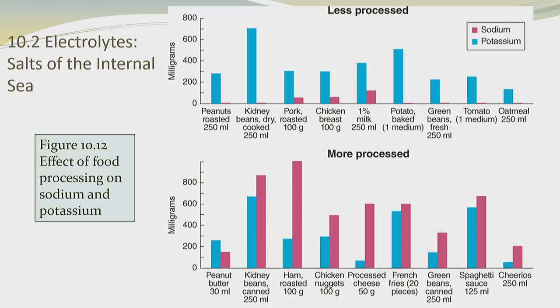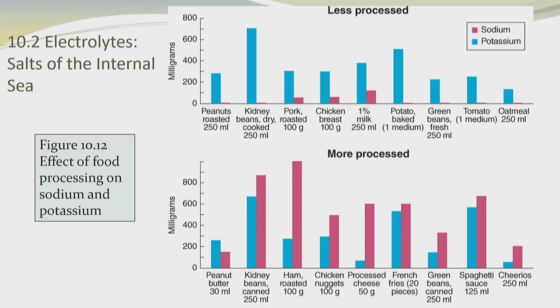So for example, oatmeal, just using oatmeal as an example. And then we see more processed products. So we can see Cheerios here being more processed. The pink bars show sodium levels, and the blue bars show potassium levels in milligrams. When we look at oatmeal, a 250 ml portion, we can see the differences in how much potassium is in the food.